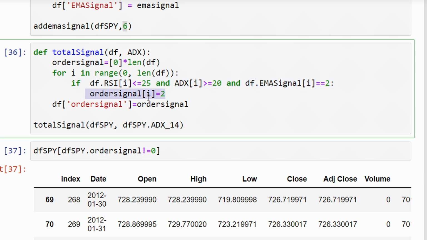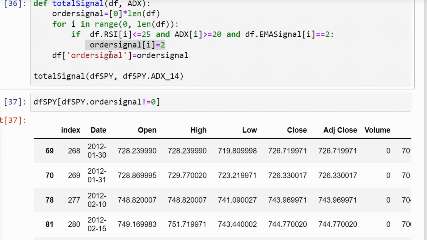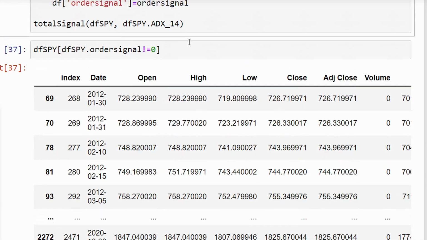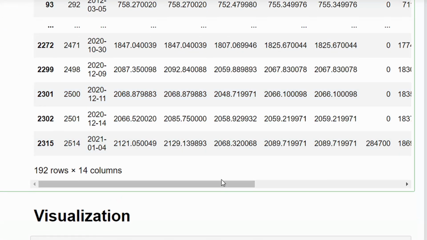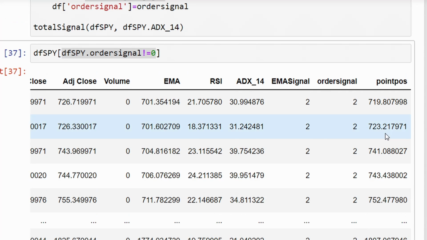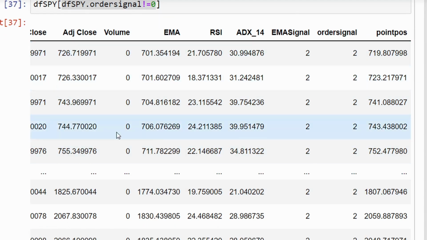I'm storing this, meaning I have an entry signal for a long position, and we're adding this into our data frame. We are printing the data frame just to check where do we have a signal that is different from 0, meaning where do we have those buying or long positions. And these are right here, so we can check the values.